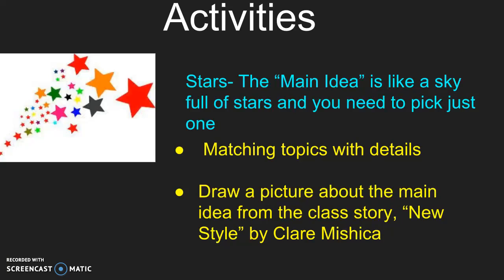Stars are also part of Bloom's taxonomy in that they are remembering and understanding the concept of main idea. They're recalling facts and defining. In addition, stars are part of the level 1 in recalling the depth of knowledge wheel levels.